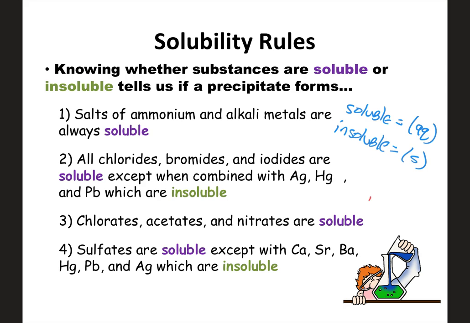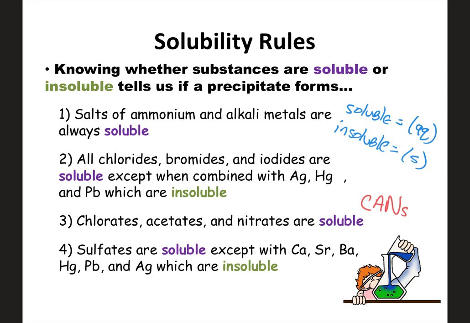We call this rule the CANS rule, okay? Chlorates, acetates, nitrates. And then rule 4 is talking about sulfates, so SO4 compounds. So again, you need to know your polyatomics here. These are always going to be soluble, except when you have calcium, strontium, or barium sulfate, or again, the silver, mercury, and lead, which we saw in Rule 2.